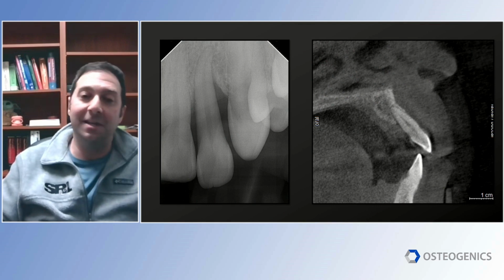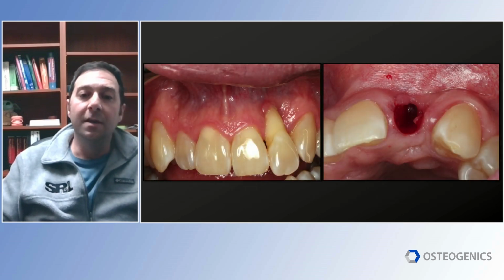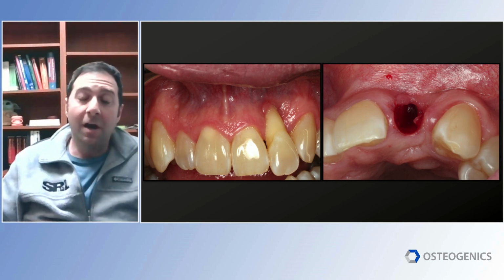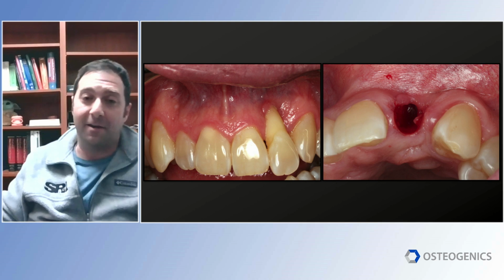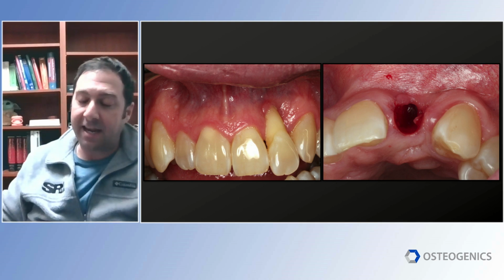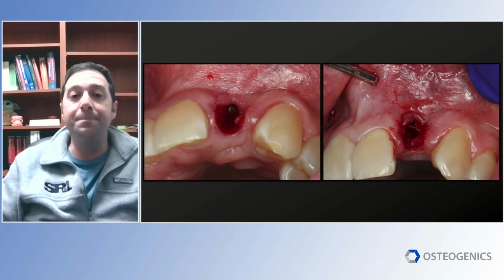Obviously a very, very significant hard and soft tissue defect. So any of you that have seen my talks on minimally invasive socket reconstruction know I'm not going to do any sort of flap here. I'm going to take this tooth out atraumatically and use a DPTFE membrane to rebuild my bone.